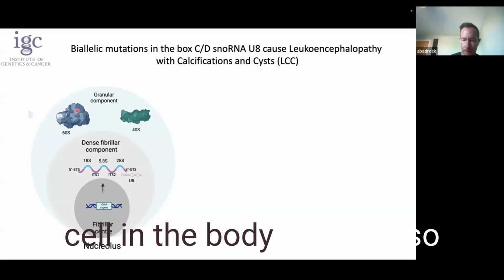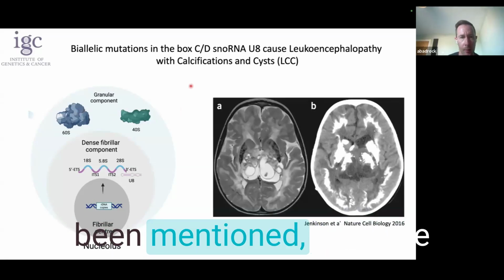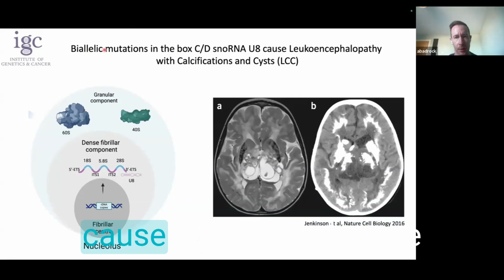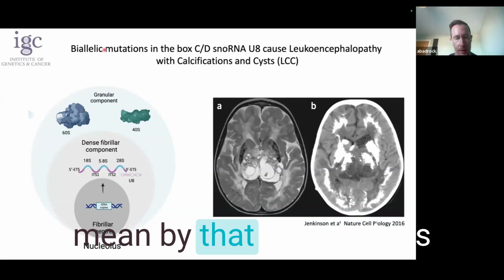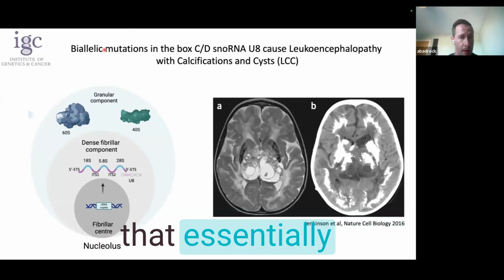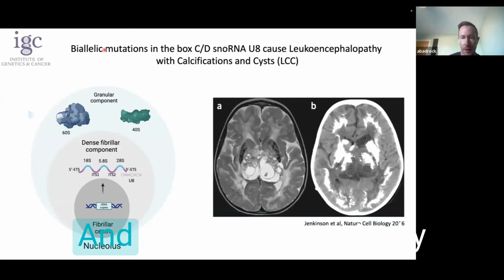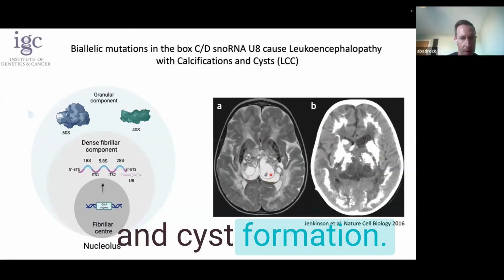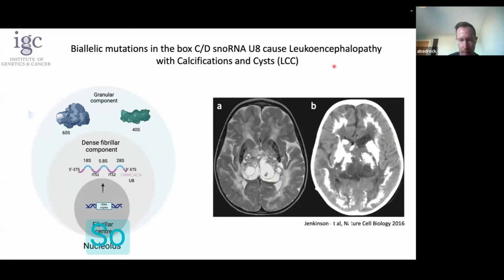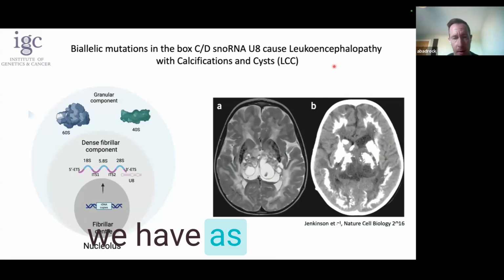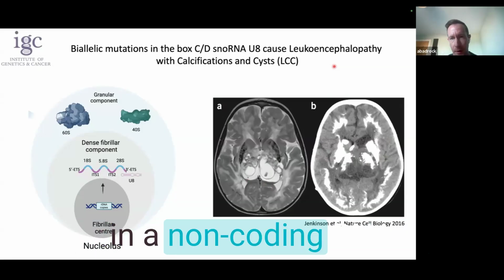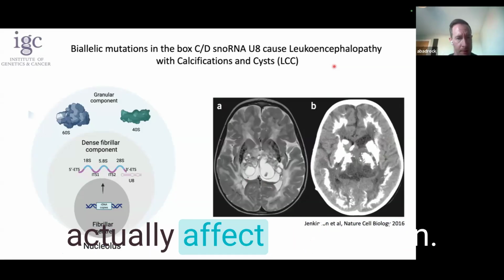As has also been mentioned, what we know is that it's largely biallelic mutations that cause LCC. What we mean by that is variations that are different from each other. This then typically results in calcification and cyst formation. So one of the problems we have as scientists is we struggle to understand how sequence variations in a non-coding RNA actually affect its function.